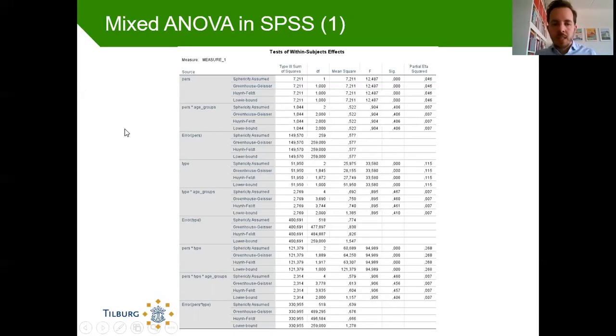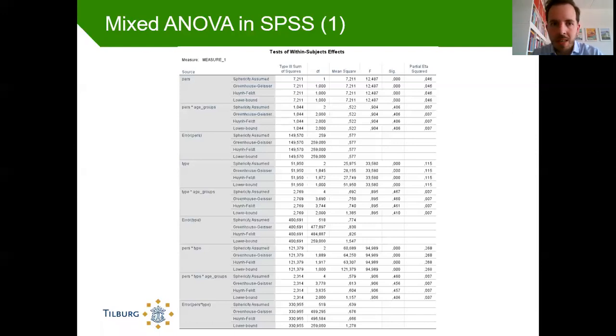That's the case because in this design, age group again was a between subject variable, and here you only see the within subject effects. In a different box that we'll go to later, you'll see the main effect of age group, in this case in the between subjects box, because in this mixed ANOVA, age group was a between subject variable.